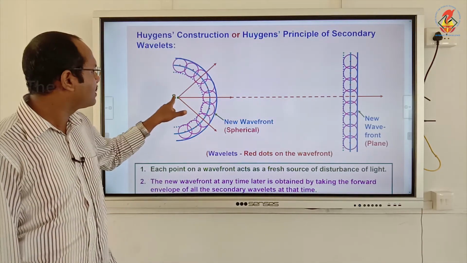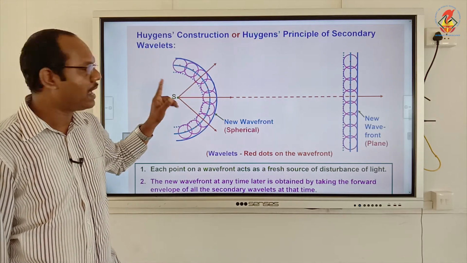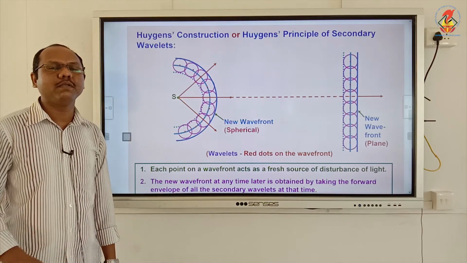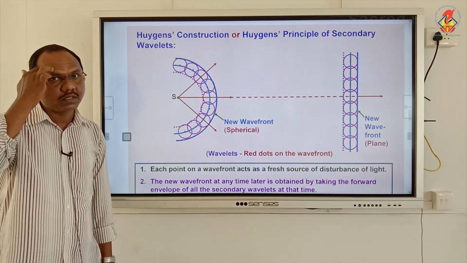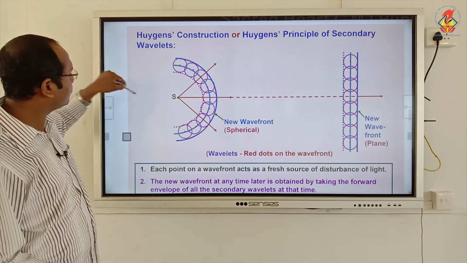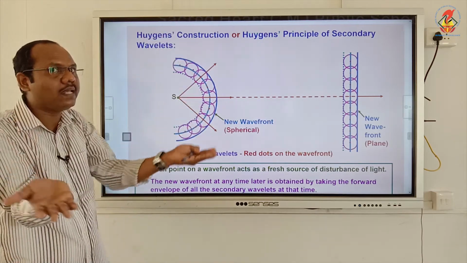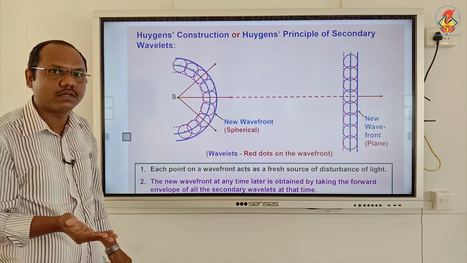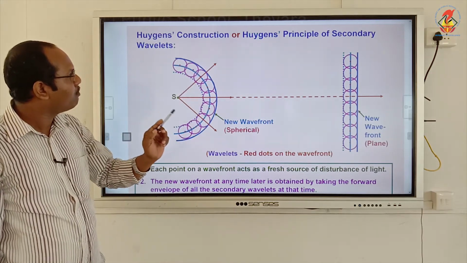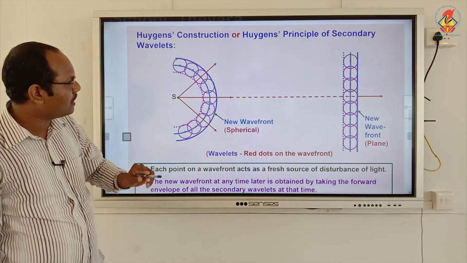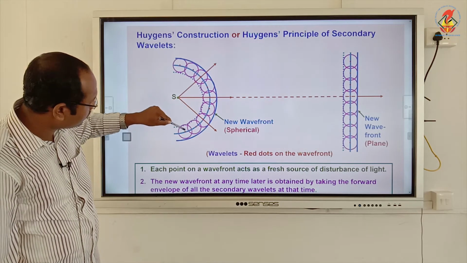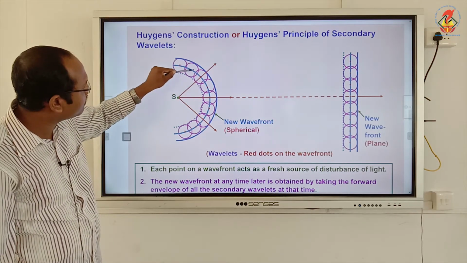Suppose there is a point source S. I have marked S here. There is a point source. So from the point source, light will propagate in all the directions. I have just marked three arrows, but there are not only three arrows. There are arrows on all sides because you are getting a spherical wavefront if it is a point source. I have just taken three rays and I have marked the first wavefront, that is this. This middle line is my first wavefront.